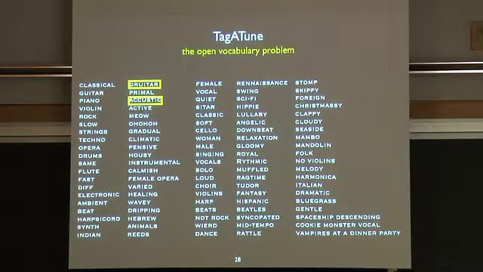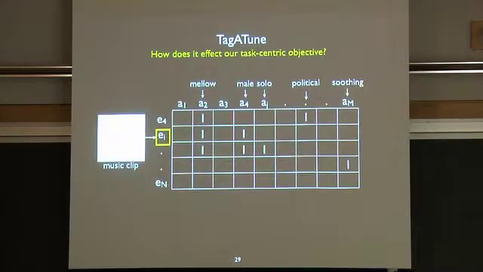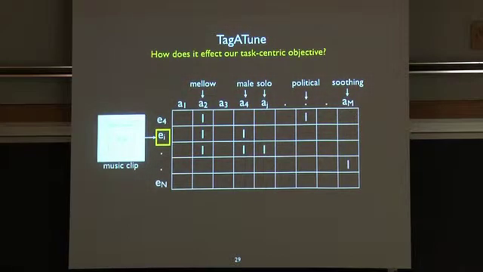We get a lot of spelling mistakes. And synonyms are also a big problem. You basically have tags that really mean the same thing, but people just talk about them differently. So how does it affect our task-centric objectives? We want to do attribute learning, to fill in this big matrix. With Tagatune, we can fill in this matrix partially, pretty well. But we would like to have some kind of automated method to fill in the rest of the matrix.